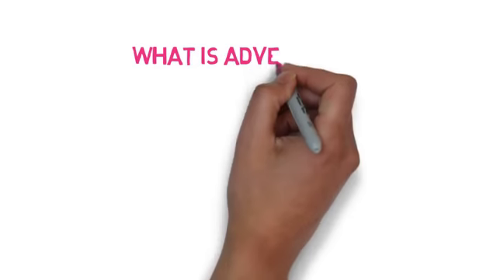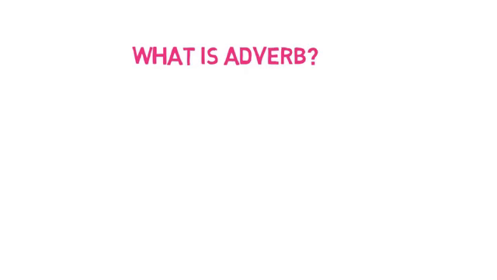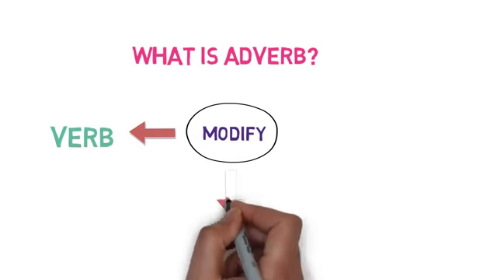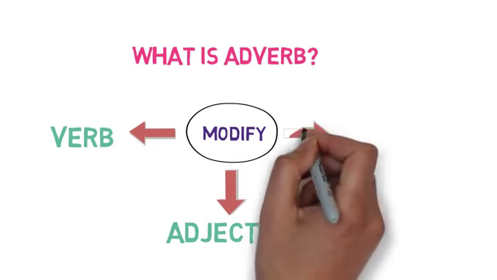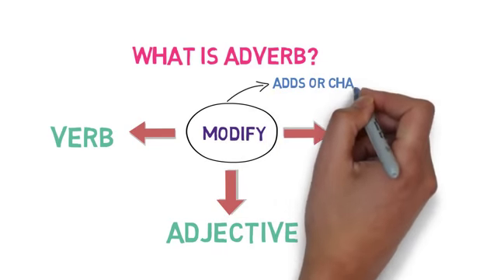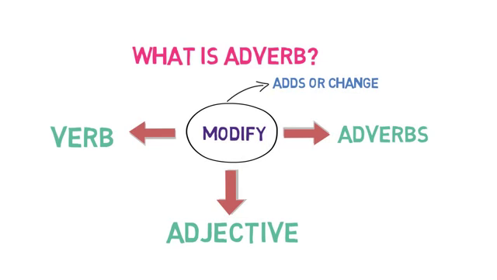What is an adverb? Adverb is a word that modifies a verb, adjective or an adverb in any sentence. What does modify mean here? It means it adds or changes the meaning of a verb, adjective or adverb in any sentence. Now let's look into each of the 3 modifications with some examples to make things clear.